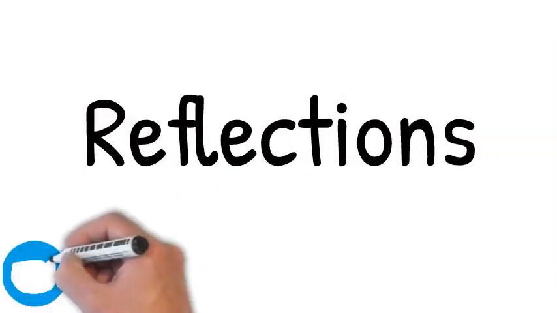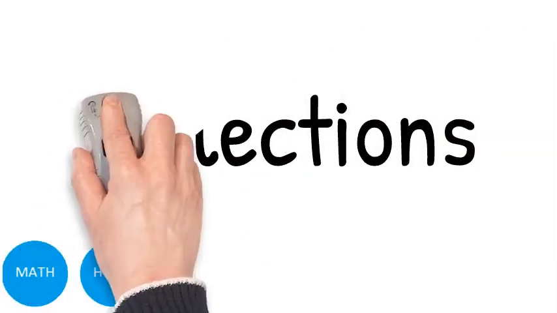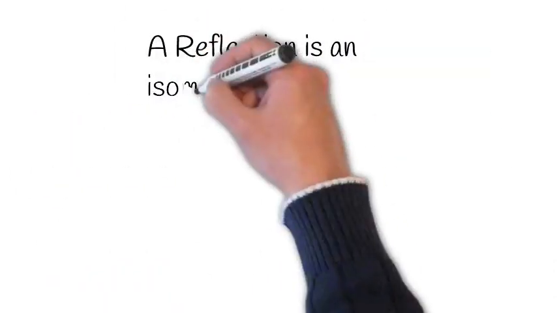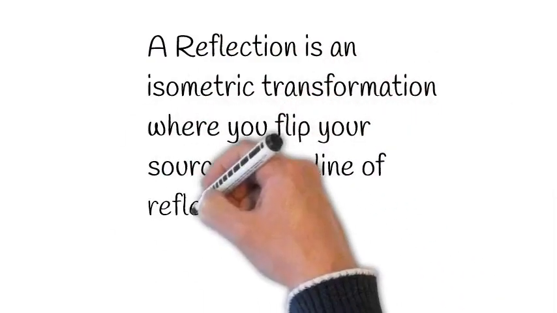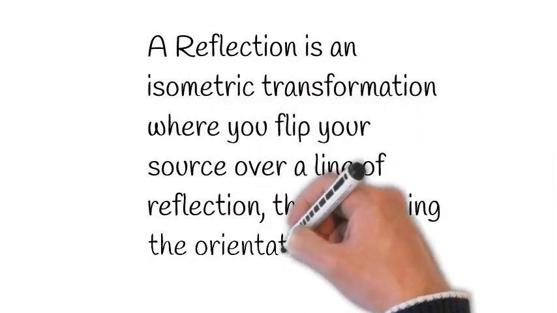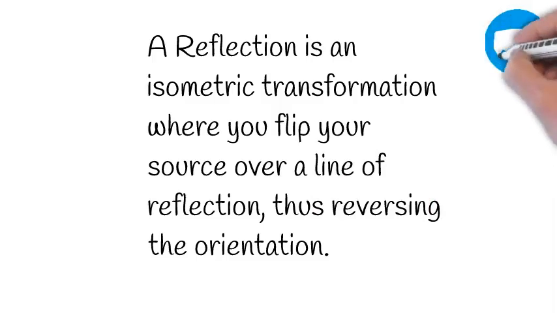In this video, we're going to talk about reflections. A reflection is an isometric transformation where you flip your source over a line of reflection, thus reversing the orientation.